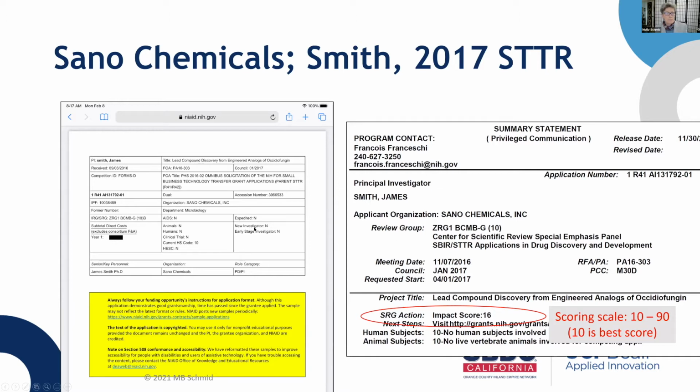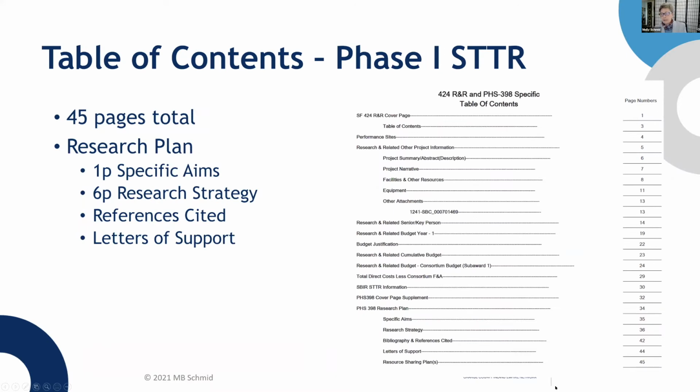2017, and all right. So here's the table of contents for this proposal. As you see, it's overall 45 pages in length. But if you look at the research plan component, it's only 6 pages of a research plan with a 1-page specific aims. And then after that, some references. And we'll talk about all of that.